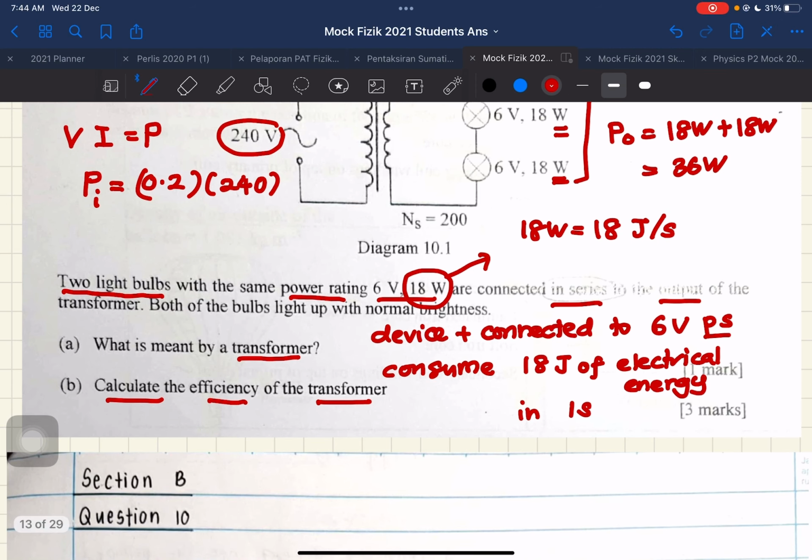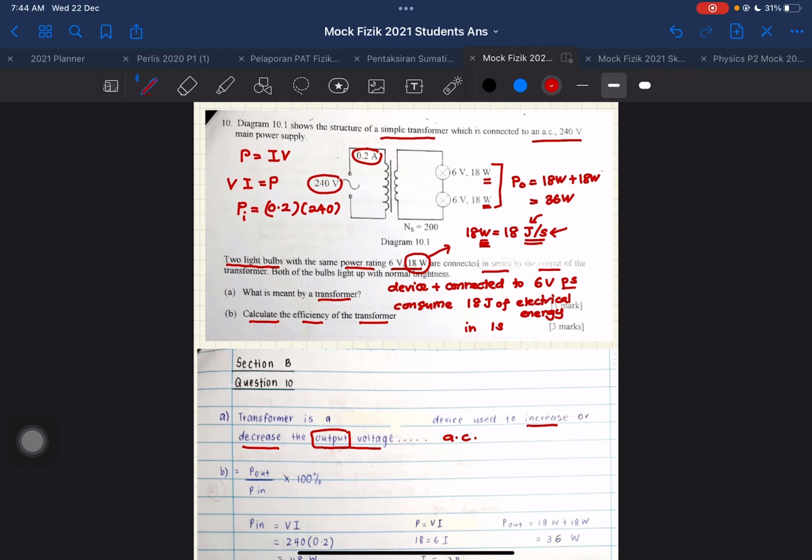So it means that the unit of watt is the same as joule per second. Joule here is the unit for energy. So it means 18 joule of electrical energy in every 1 second. That is how you define the power rating. Next question.